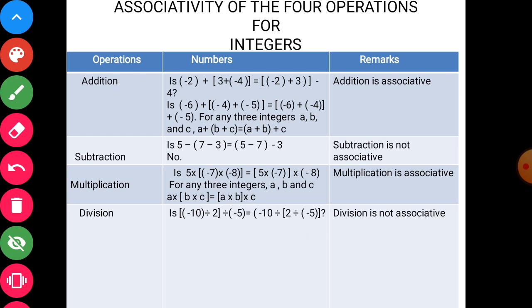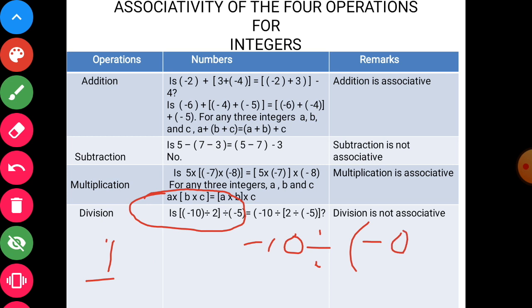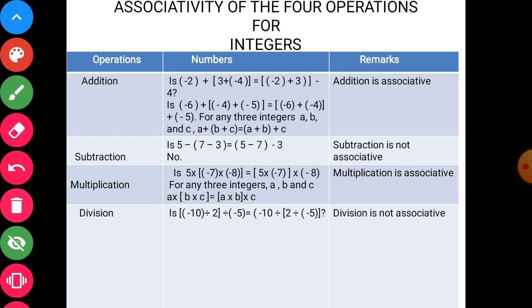Here see, for these two and for these two I have put square brackets. First we have to simplify the numbers here, means minus 10 divided by 2. How much do we get? Minus 5. Divided by minus 5, plus 1 we get, right? For this LHS, 1 we get. Here minus 10 divided by (2 divided by minus 5) is there, means minus 0.4. We do not get 1. So our remark is division is not associative.